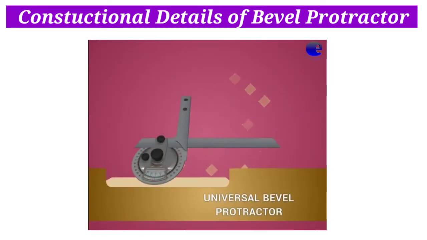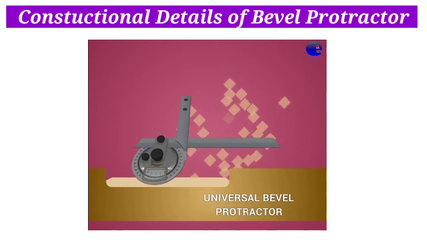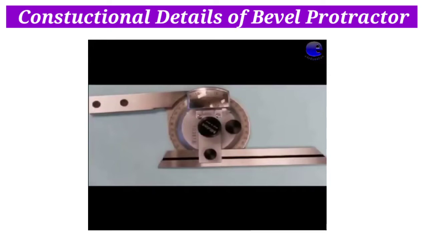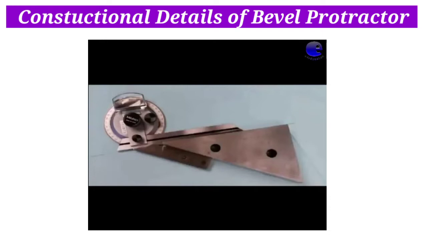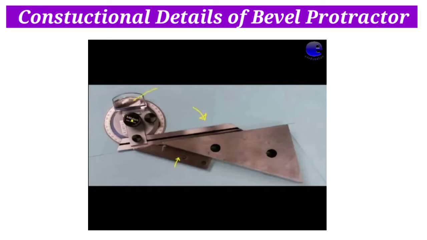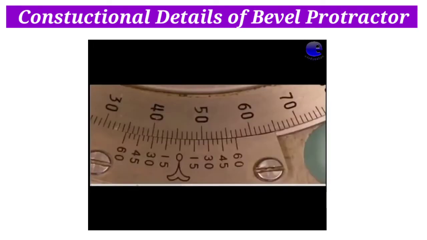Universal bevel protractor. In this video, we are going to see universal bevel protractor. The constructive parts are similar to bevel protractor. For example, check a part and the part is set against the base, and with the lock nut loosened this plate, then it is brought down into contact with the far side of the part. After that, the reading is taken off from the scale.